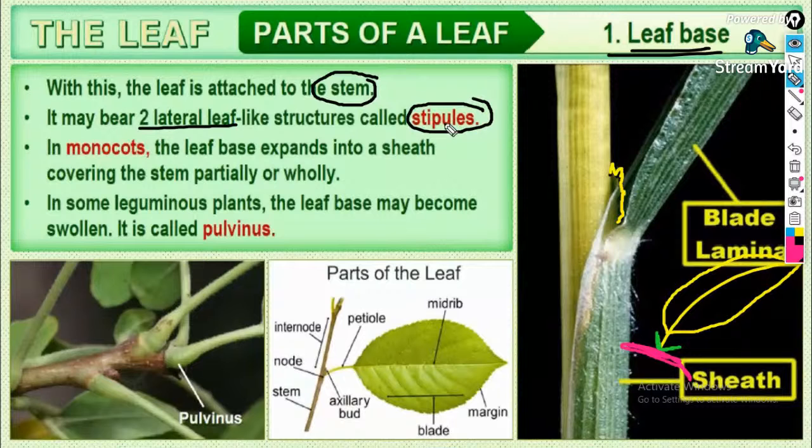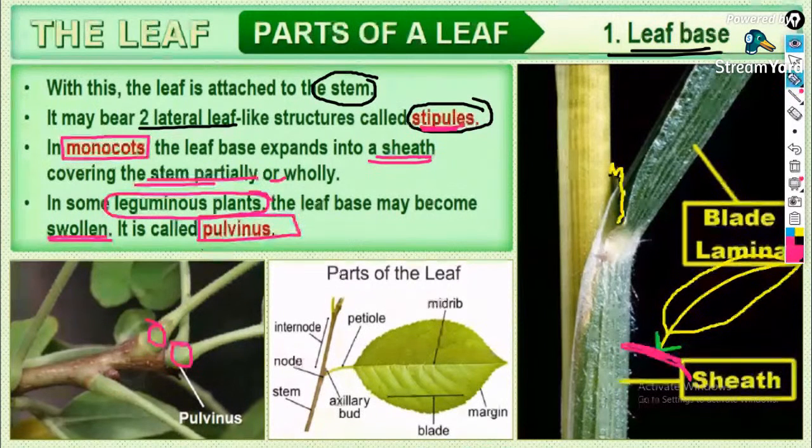First we are going to discuss the monocot. In monocots the leaf base expands into a sheath covering the stem partially or wholly. In some leguminous plants, the leaf base becomes swollen, leading to the formation of a structure called the pulvinus.